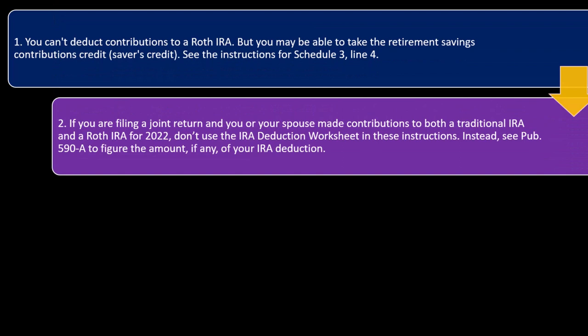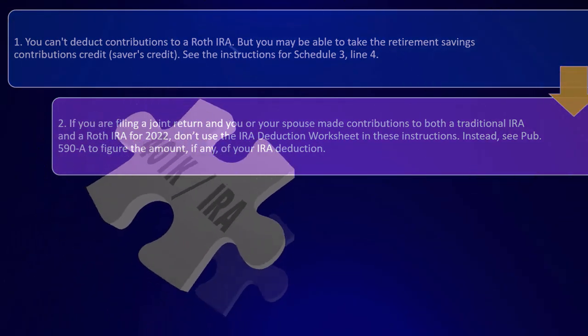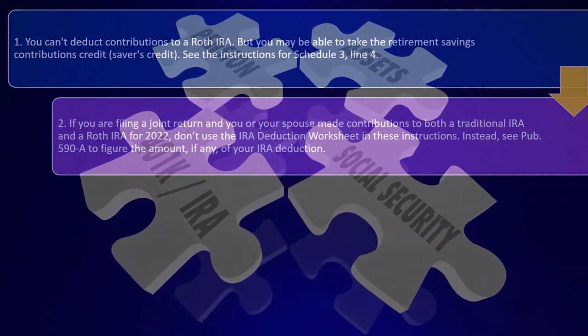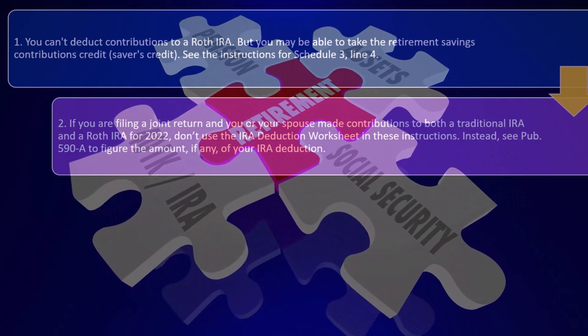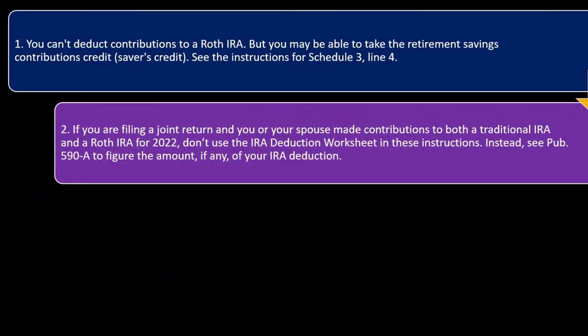Number 2, if you are filing a joint return and you or your spouse made contributions to both a traditional IRA and a Roth IRA for 2022, don't use the IRA deduction worksheet in these instructions. Instead, see publication 590A to figure the amount, if any, of your IRA deduction. So here's where it gets messy, because most of the time people say, well, how much can I put into an IRA? What's the cap?